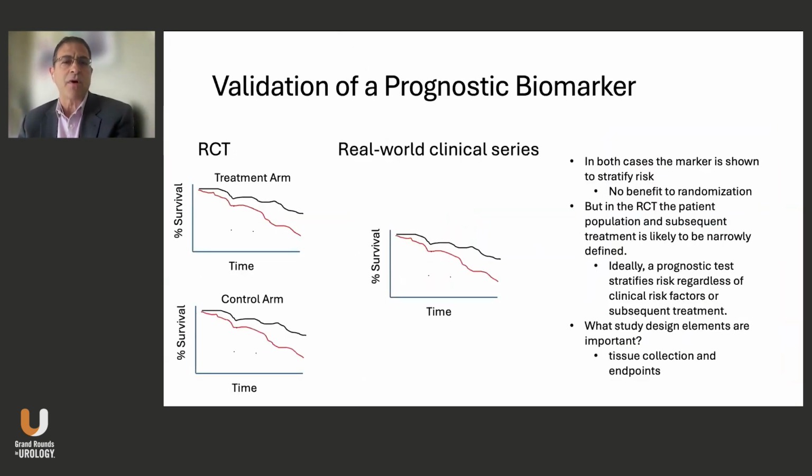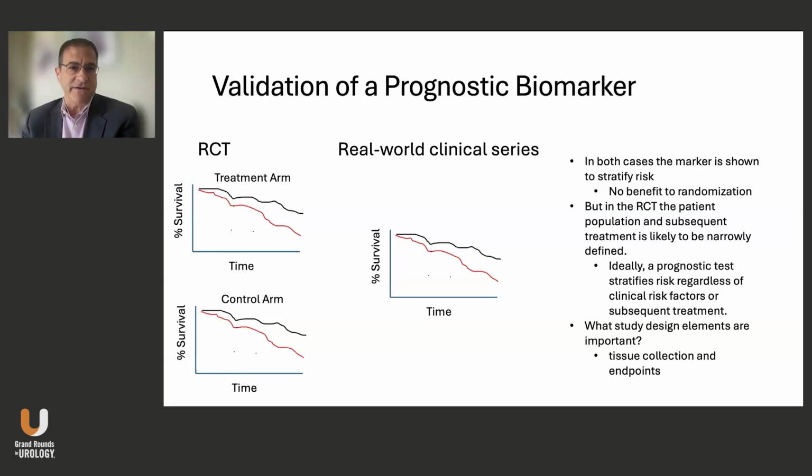But what about a prognostic biomarker? So here's the thing, I'm confused. I don't fully appreciate, I guess, what the value of randomization is for a prognostic biomarker. In an RCT, we have a treatment arm and a control arm. How do we expect our prognostic biomarker to behave?